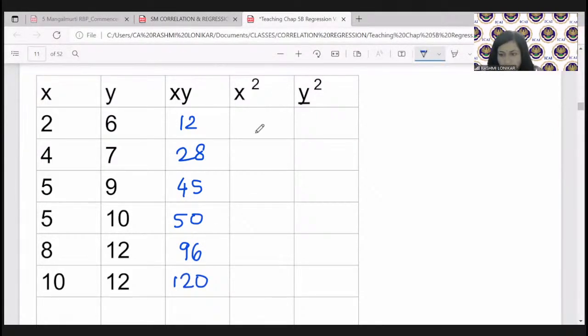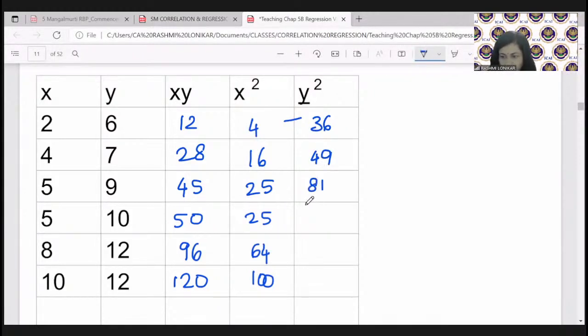Now x square. 2 square is 4. 4 square is 16. 5 square is 25. 5 square is again 25. 6 square is 36. 8 square is 64. 10 square is 100. Y square: 6 square is 36, 7 square is 49, 8 square is 81, 10 square is 100, 12 square is 144, and again 144.